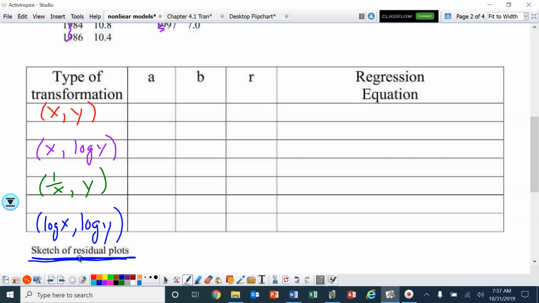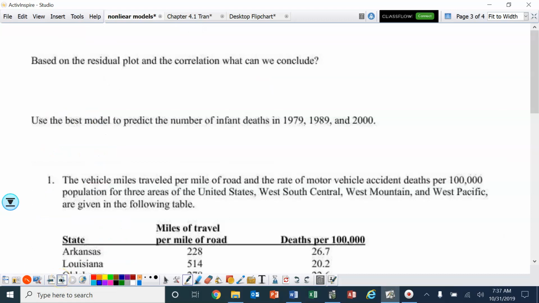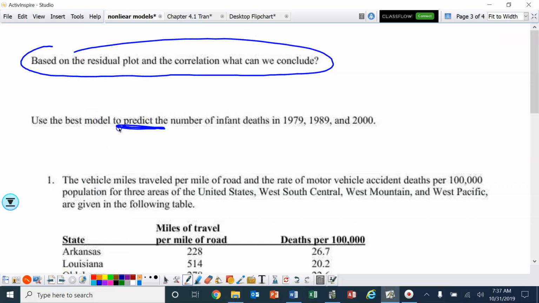Okay, so go through each of those and figure out which one is the best. Again, you can sketch the residual plots at the bottom if you need to. Look at your R value. Look at the residual plot. Pick out the one that is best so that we can use that equation to make predictions. And then do the same thing with this one.